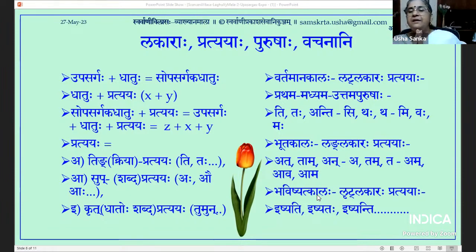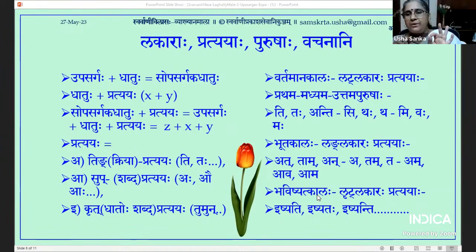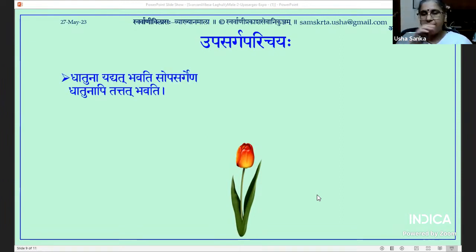Do you have a picture till now? Clear? Shall we go ahead? Yes, madam. Yes, Bhagini. You all appreciate these lakaras? You are all aware of lakaras, right? So every upasarga-added dhatu is going to have all these forms. That is the basic idea, right? Then let us go to the next aspect of some characteristics. Let us study not all, but some important ones.